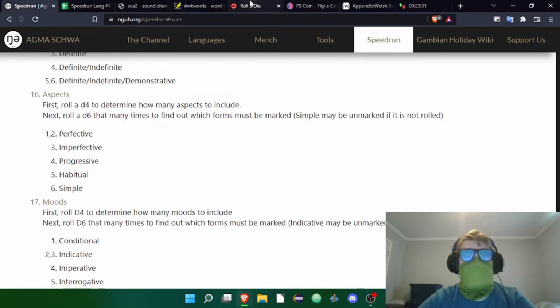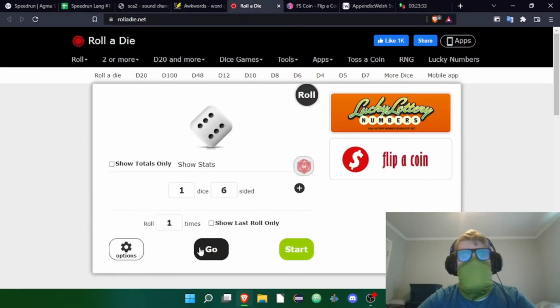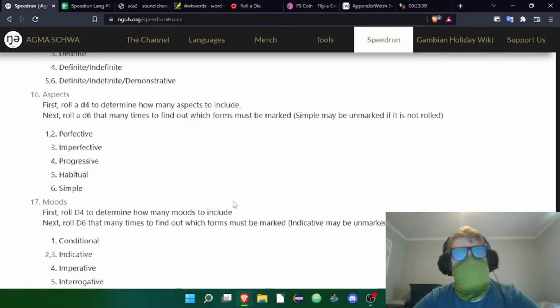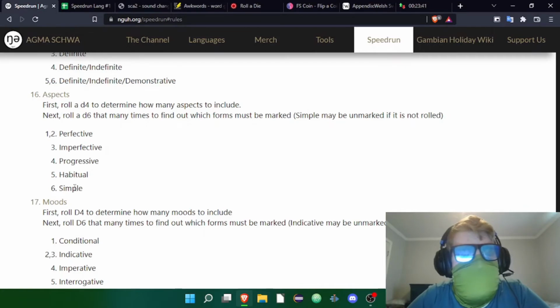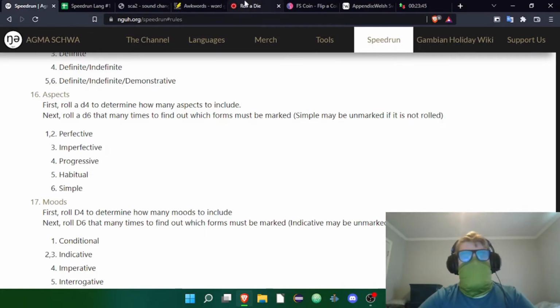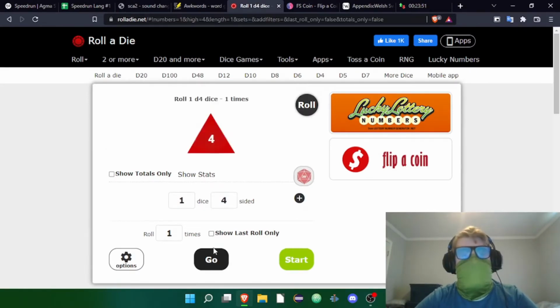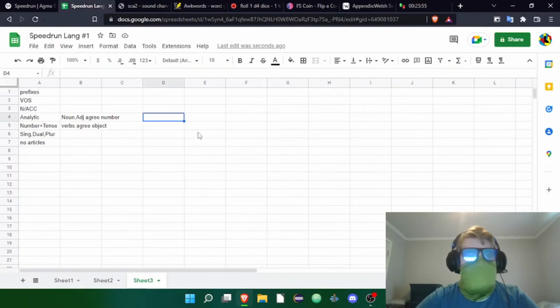So let's roll the dice. 6. 6, we get simple. Oh, wait. We need to roll a d4 first. That's right. Let's do a 4-sided die to determine how many we need. 4. We're including 4 aspects. So 4 aspects. Now what are those?